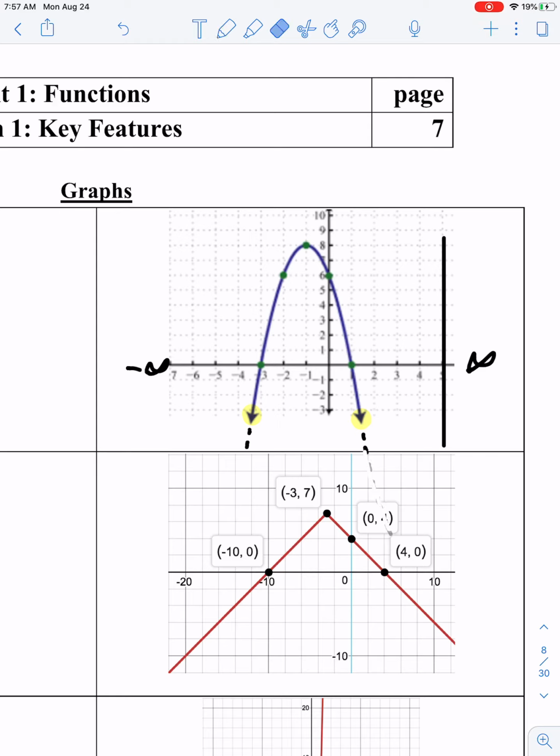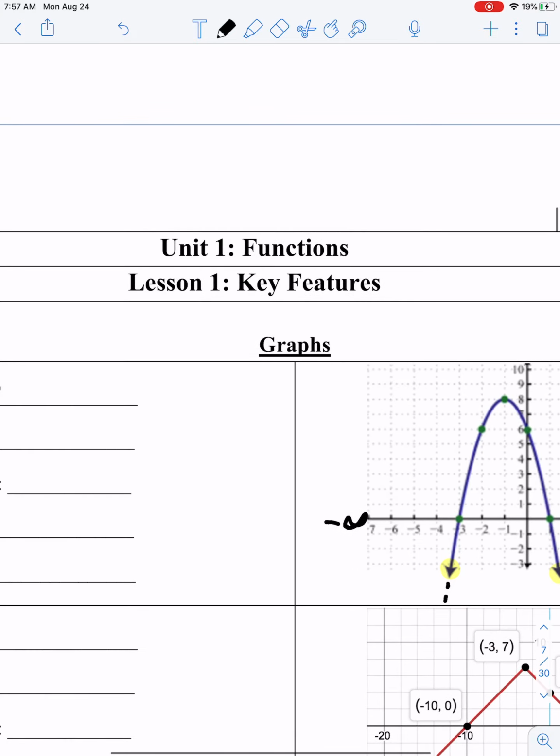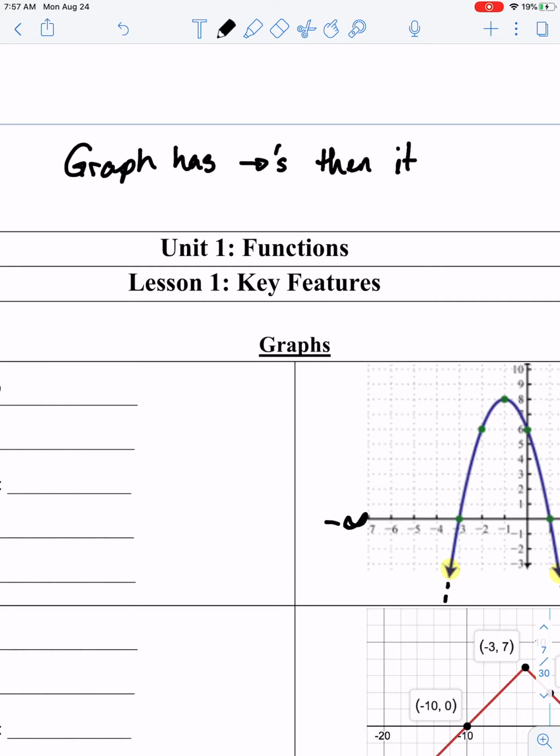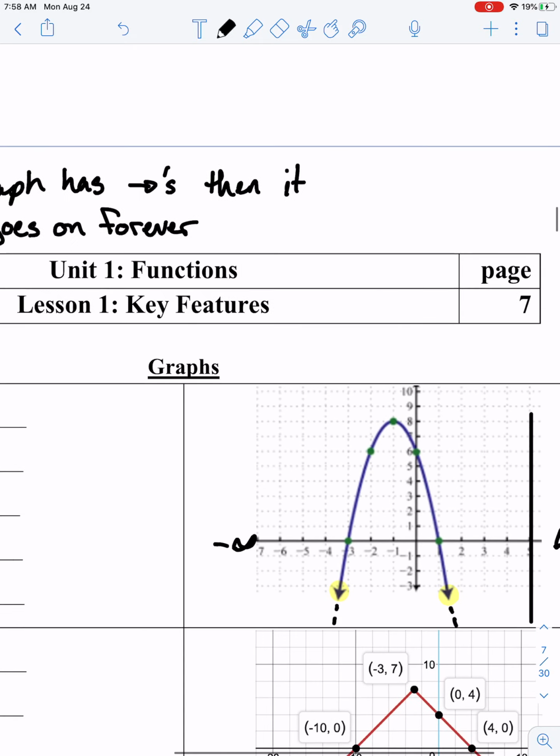Okay, so a note here if you want to make up at the top: if a graph has arrows, then it goes on forever.